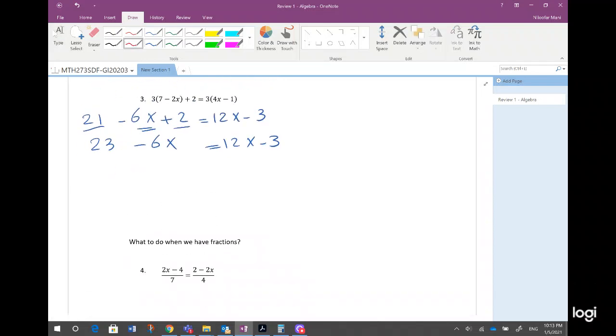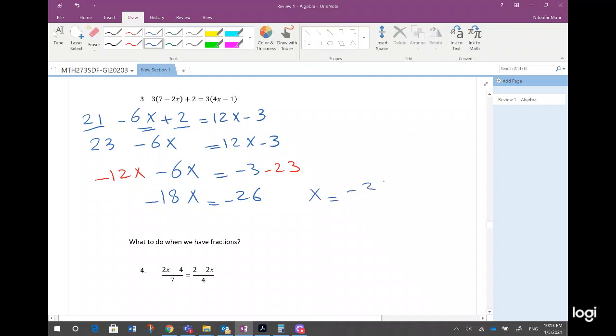So it is minus 12x minus 6x equals minus 3 minus 23. Yes? Which is minus 18x equals minus 26. So what's the answer? X is minus 26 over minus 18, which is 13 over 9. Because minus and minus cancel, it's 26 over 18, which is 13 over 9, because I have to simplify. If I say simplify the answer, you have to simplify.